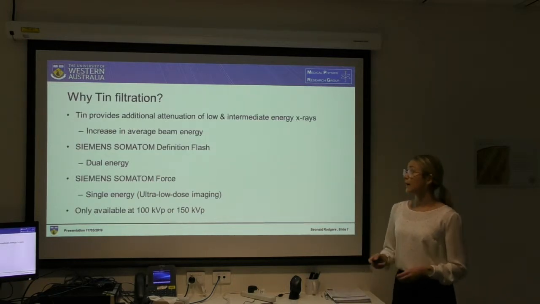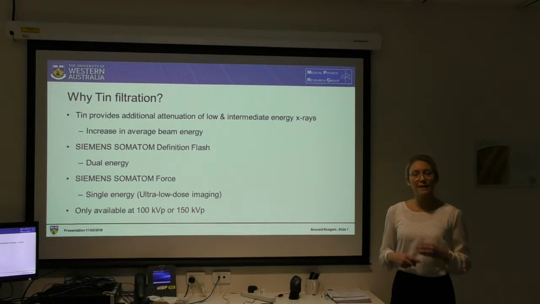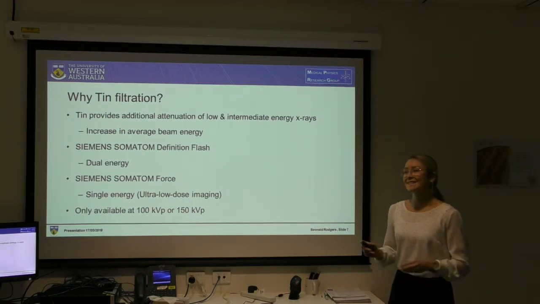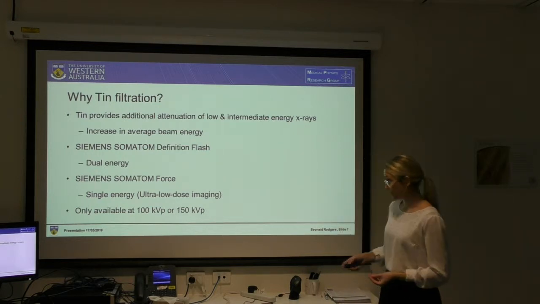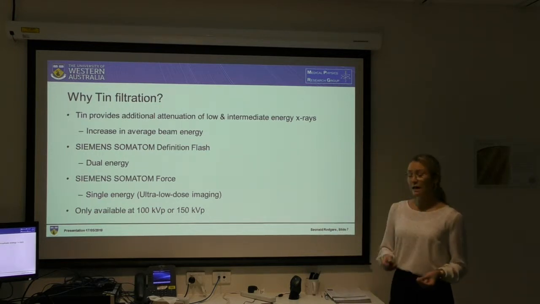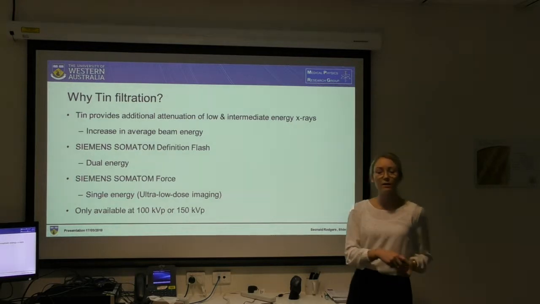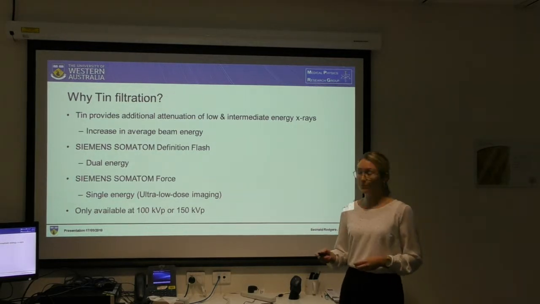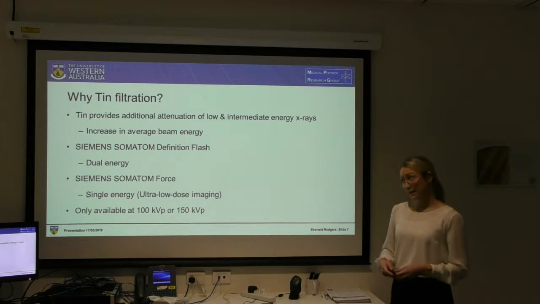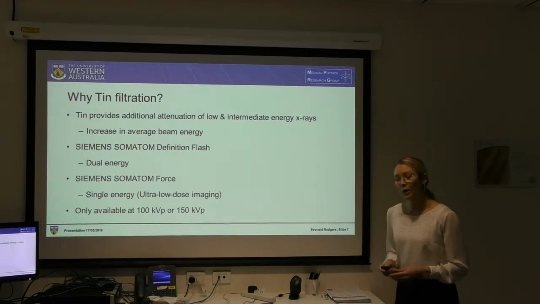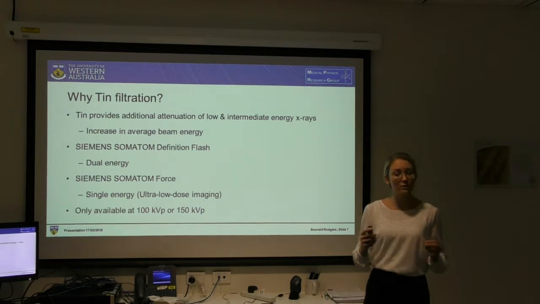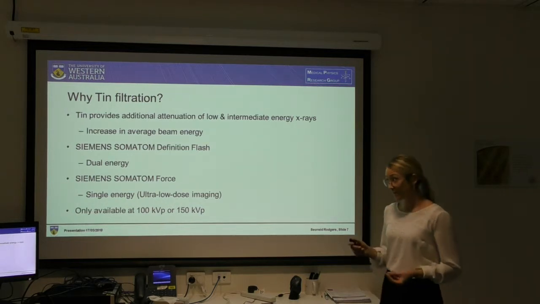Why tin filtration? Well, tin additionally absorbs low and intermediate energy X-rays, which filters out the low energy X-rays and increases the average beam energy. This is also called beam hardening. The tin filter was originally seen with the release of the Siemens Somatom Definition Flash, where it was used for the purpose of spectral separation for dual energy CT imaging.